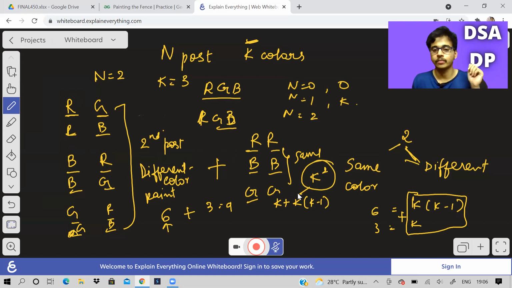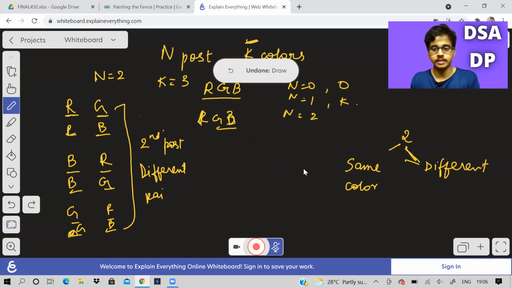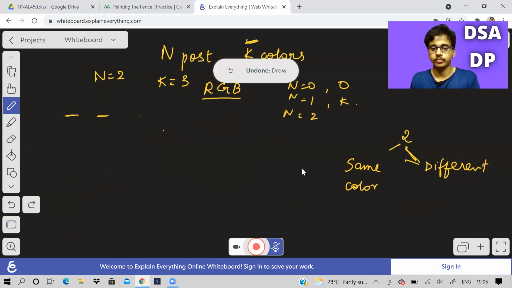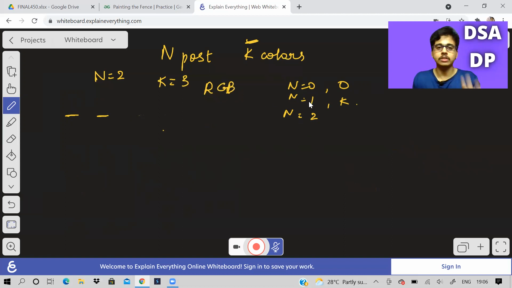K is 3, right? So what did we observe from here? Let us erase all this. Let us summarize till now whatever we have learned. See, if n is equal to 0, there is no post, so 0 ways of coloring. If n is equal to 1, whichever color we can use, so K ways. For n equal to 2, the total answer is K plus K into K minus 1, which is actually K square if you simplify.